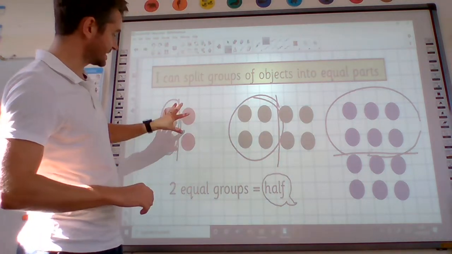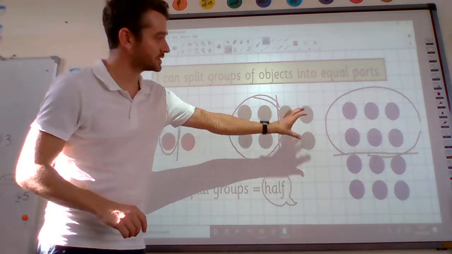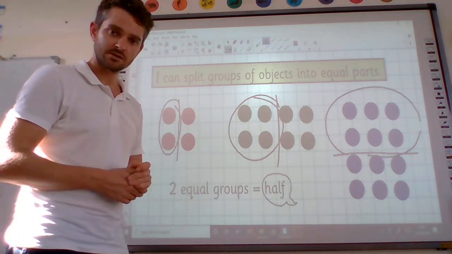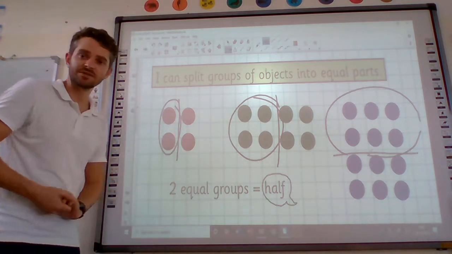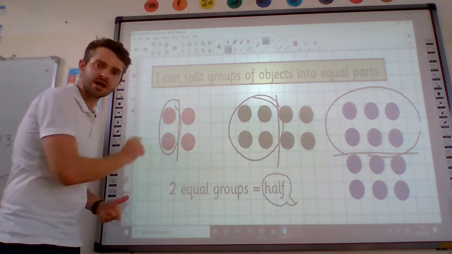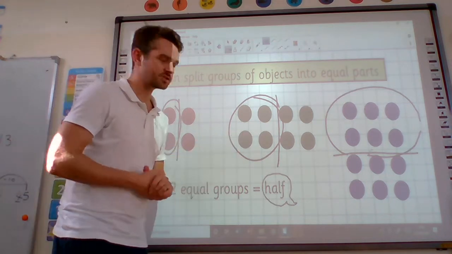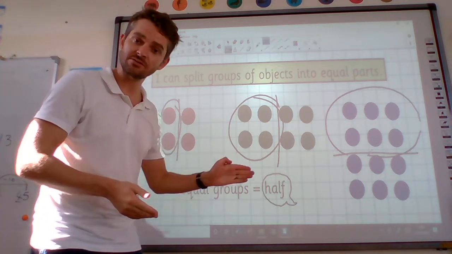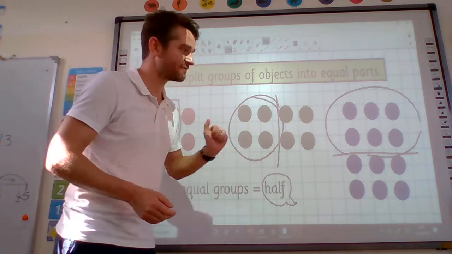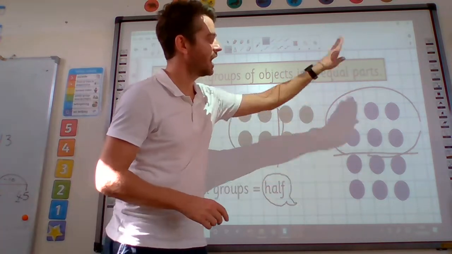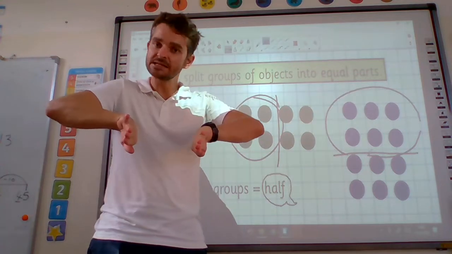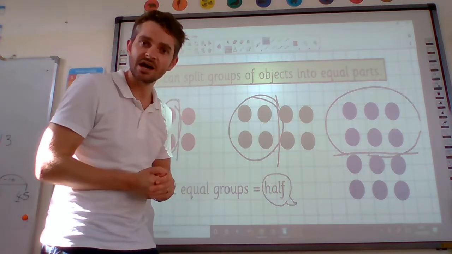Now, when we split it into two equal groups like this, or two equal parts, the name of the fraction is half. So I looked at the red ones, and I put a circle around half. I looked at the green ones, and I put a circle around half. And then I looked at the blue ones, and I put a circle around half. By splitting it into two equal groups, you have found half.